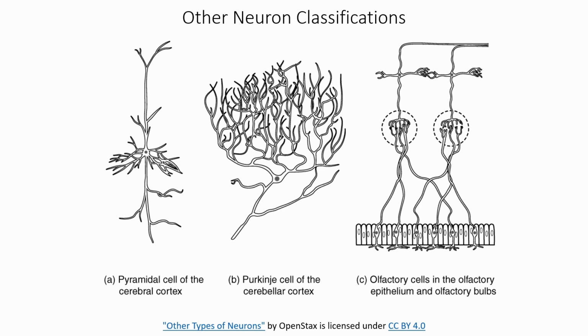Here are just some examples. I'm not going to get super caught up in these just yet. Make sure that you can identify at least by shape though, for sure. But here are some of those interesting other ones. This pyramidal one that we see in the cerebral cortex is a little bit wonky looking. We see this Purkinje cell, which is in the cerebellar cortex. Very branched. And then over here, we see the olfactory cells in the olfactory bulbs.